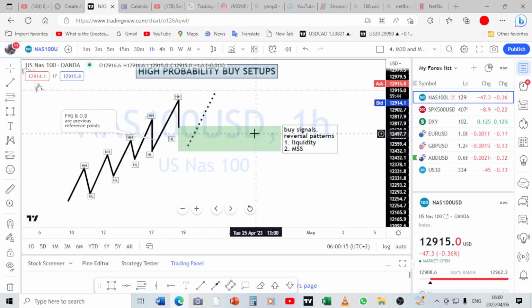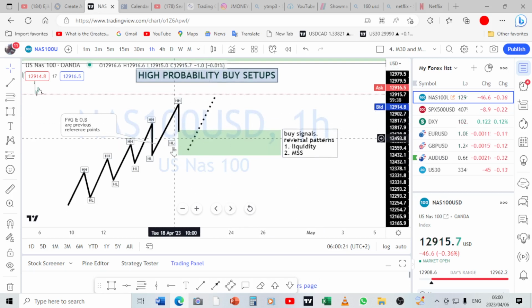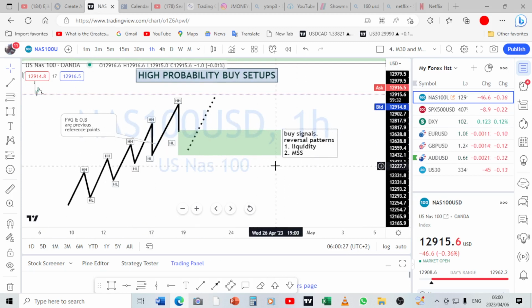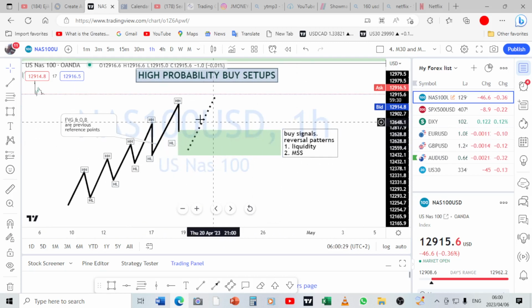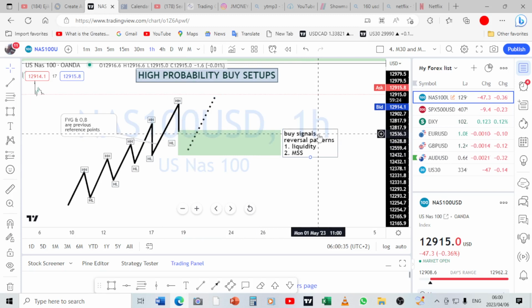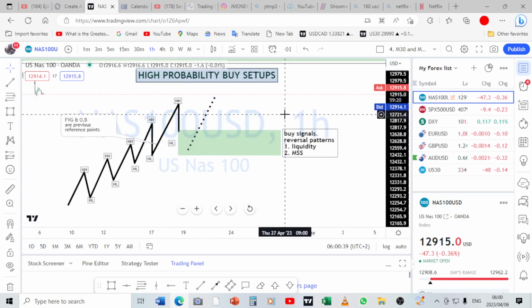How do you know that this is a valid discounted area? You will see the discounted area by seeing a fair value gap or order block as our previous reference points, and after that, on that zone, you want to see buy signals. Remember that you are following your buy, so you want to check on your buy signals.